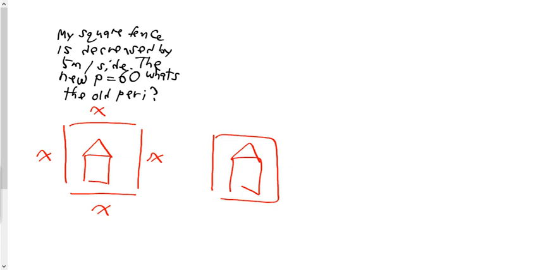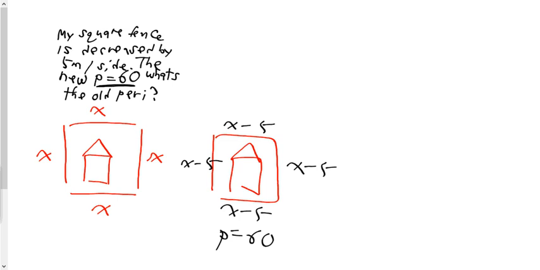The new fence, however, was decreased by 5 meters, which means the original length minus 5 would be its new length. And the only other piece of information that we're given is that the perimeter of this new fence is equal to 60.